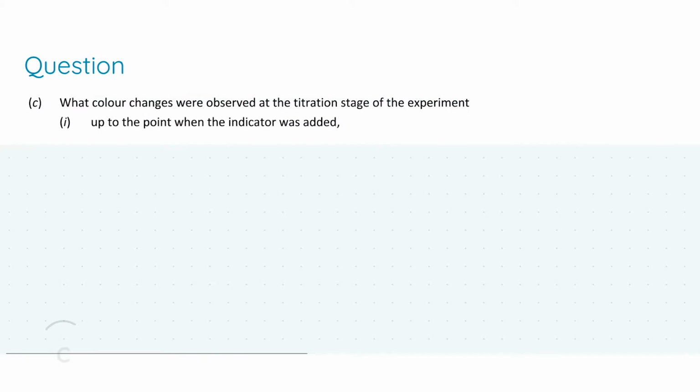Moving on to part C here, we have another two sub-questions, so let's get straight into these. In this case, part C, we're asked what colour changes are observed at the titration stage of the experiment. Moving on to part I here, we're asked what colour changes we observe during this titration stage of the experiment up to the point where the indicator is added. So we're asked up until the point, so we haven't actually added that indicator just yet, it's just up until just before that point.